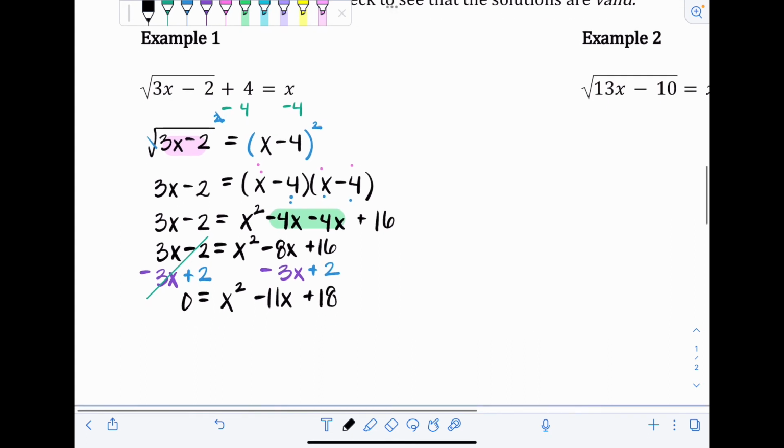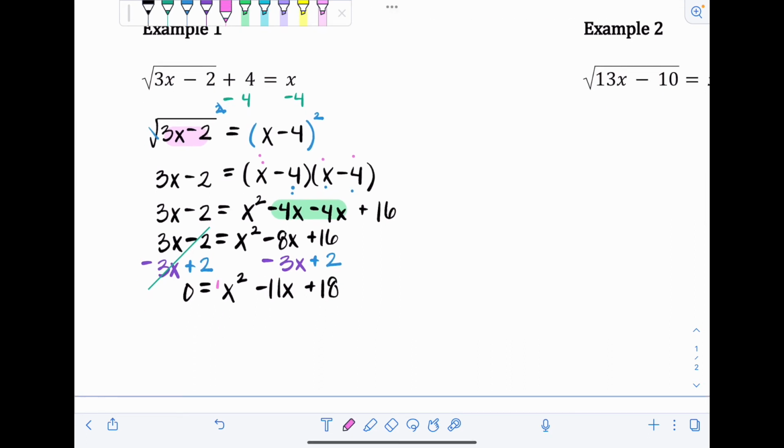So we end up with, again, a quadratic in standard form now. A is 1, so I need numbers that multiply to 18 and add up to -11. So that combo would be -2 and -9. So 0 is equal to the x squared breaks down into x, and then the combo that we found fills in the rest, so -2, -9. And then we can set each factor equal to 0. So x minus 2 equals 0. x minus 9 equals 0.